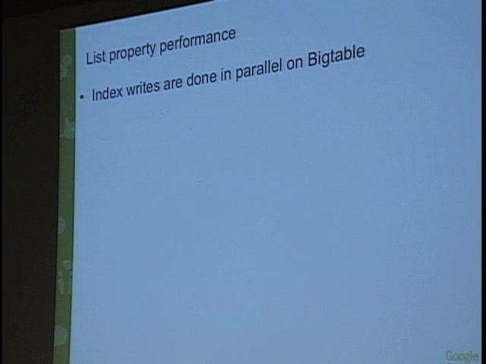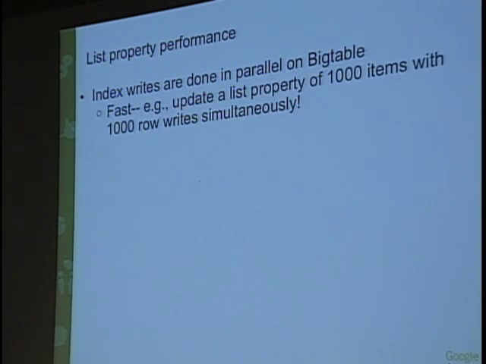So let's talk a little bit about list property performance. Index writes on App Engine are done in parallel on Bigtable. That's because Bigtable is distributed. There are many, many machines that serve your App Engine application, and your index is distributed across those machines. So when you write, say, 10 updates because your message needs to be delivered to 10 people, those 10 writes may in fact go to 10 different machines, or maybe they go to 7 different machines. But the point is that this happens in parallel.